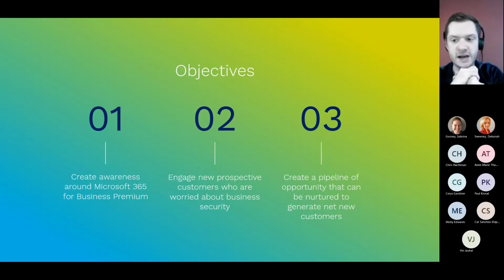So what are we trying to achieve? Three example objectives here. You will have your own in your own business. So top level, we're trying to create awareness around Microsoft 365 Business Premium. Number two, we're trying to engage new prospective customers who might be worried about business security, because we might have identified that actually through the conversations we've been having, through research we've conducted, security is a real pinch point area.